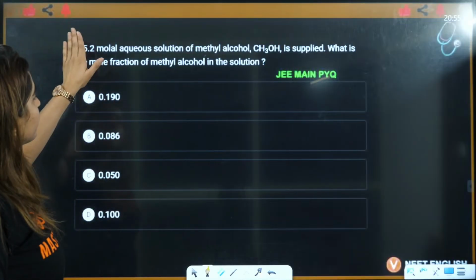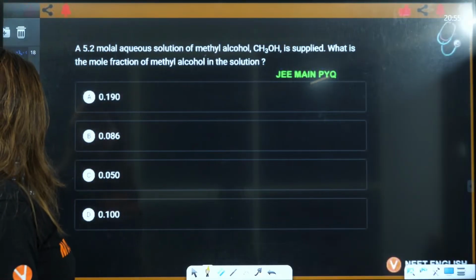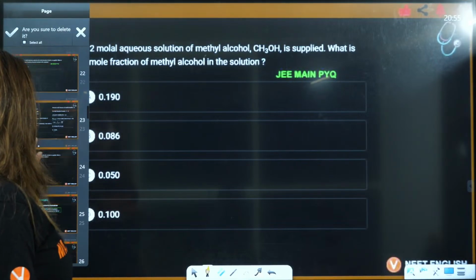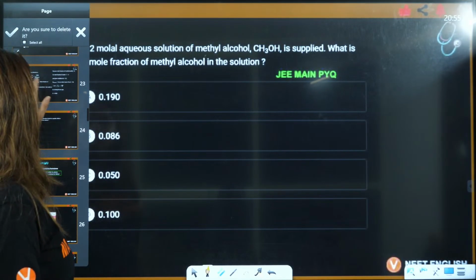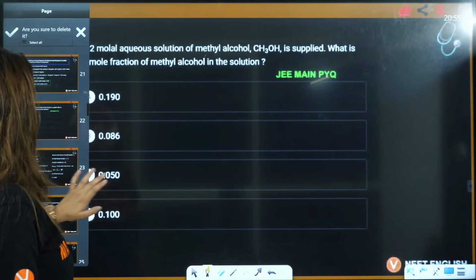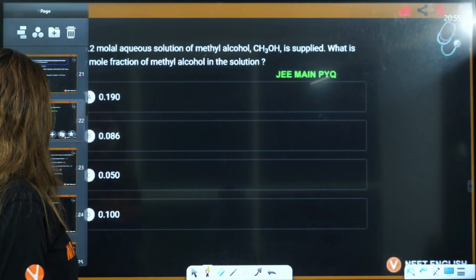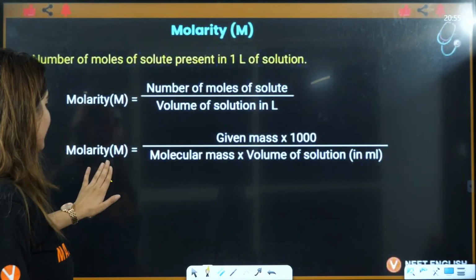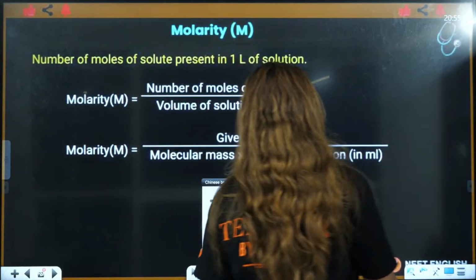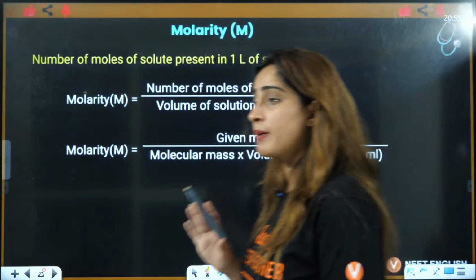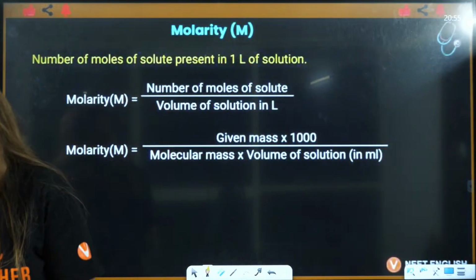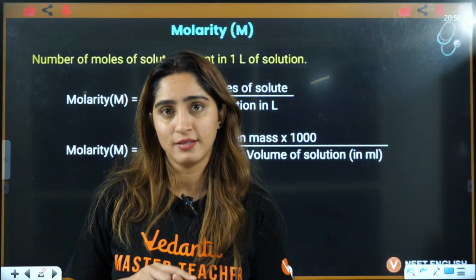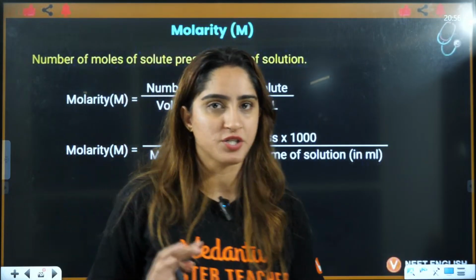Now, 5.2 mole, wait a minute, this is regarding molality. So I will not do it here. Firstly, we'll discuss molarity, molality, then we will discuss this. Now let's discuss some important terms like molality, molarity, normality, strength. Then we will discuss that question.